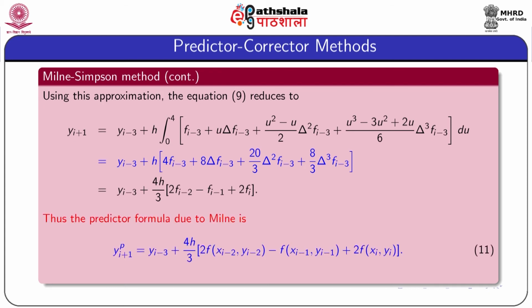Thus, the predictor formula due to Milne is given by this expression, that means equation number 11. The predictor formula is this one: y(i+1)p equal to y(i-3) plus 4h by 3 into (2 f(i-2) minus f(i-1) plus 2 f(i)).